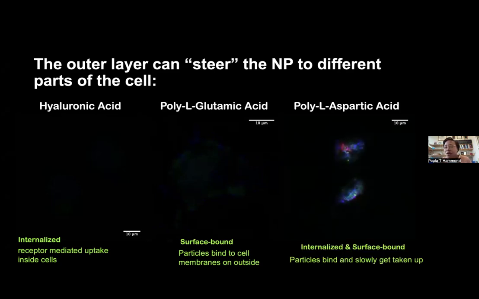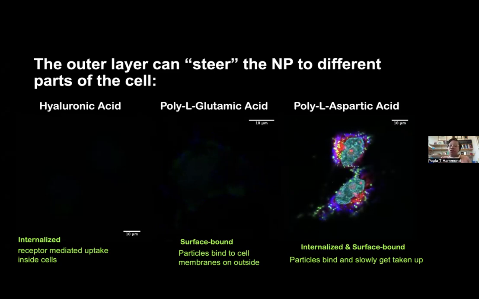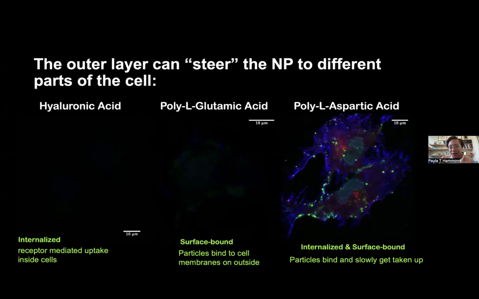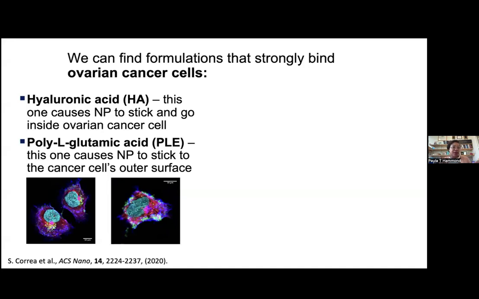And there are also polymers in between, like poly-L-aspartic acid, where you got nanoparticles inside, but very slowly, and they ended up in different kinds of compartments in the cell. So in short, we found that the outer layer navigates this nanoparticle directly to ovarian cancer cells in a selective fashion, but it also determines where the nanoparticle goes within that cell. And two of them were really interesting for a therapy approach: hyaluronic acid, as I described before, and poly-L-glutamic acid.